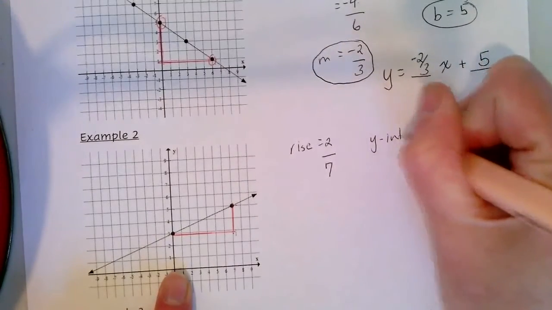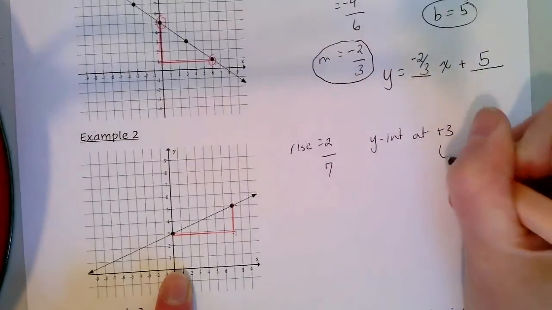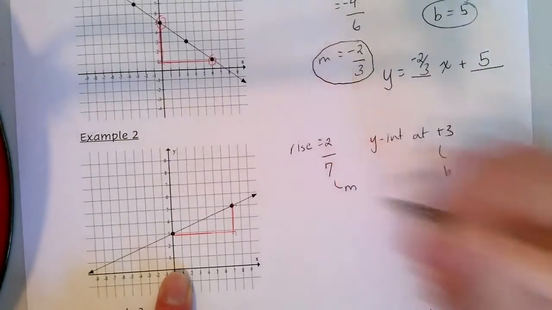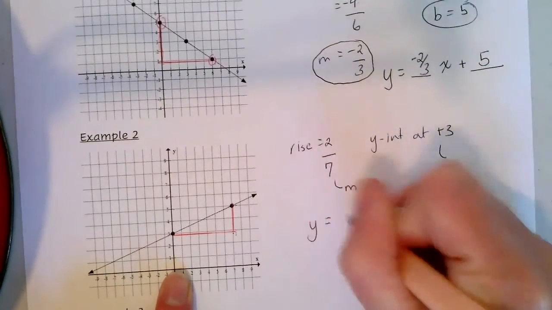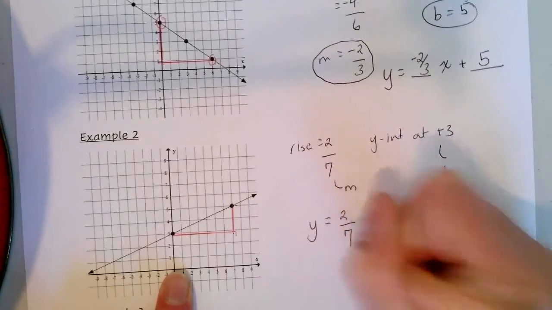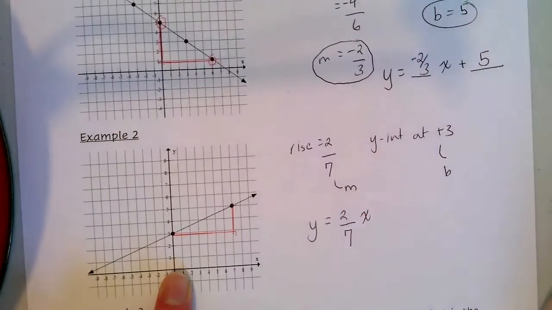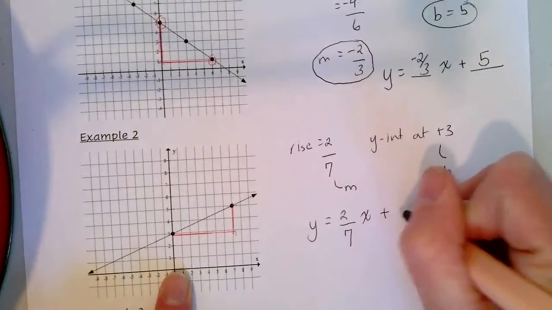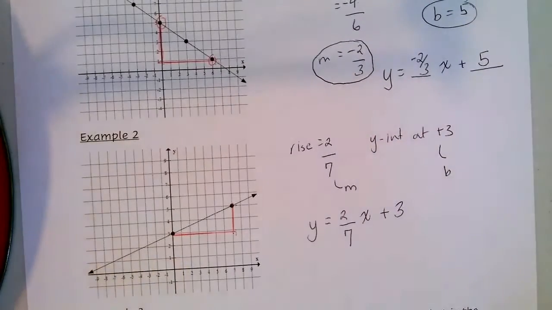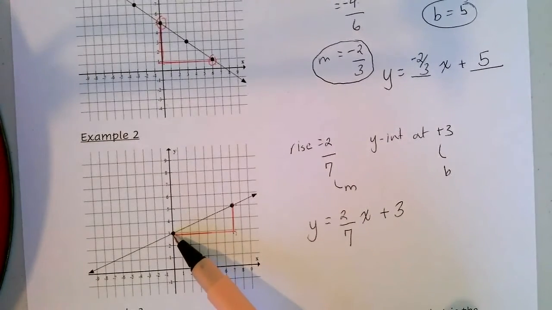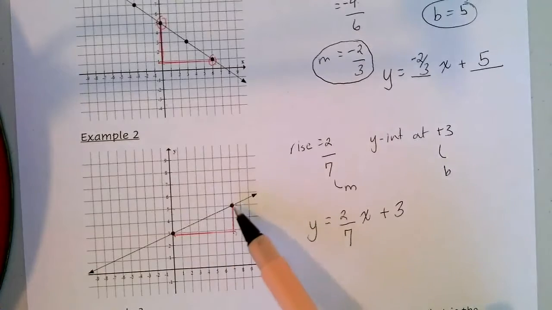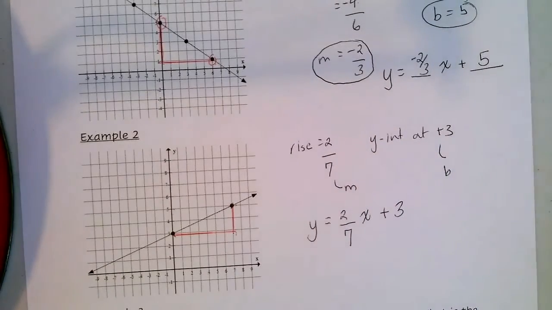The y-intercept is at positive 3. This is your value for b. This is m. So now you replace the slope, 2 over 7, multiply it by x, and our y-intercept is positive 3. So the equation is y equals 2 over 7x plus 3. Verify. Go to your y-intercept at 3, count up 2 squares, and go forward 7. Bingo, you're back on the point. You've got a second point on your line, so I am confident that I have the right answer.